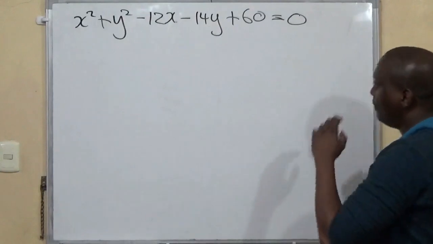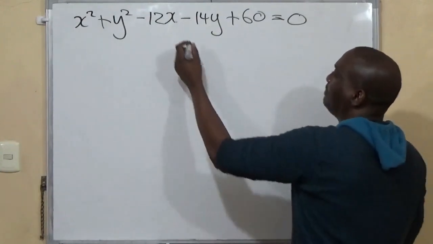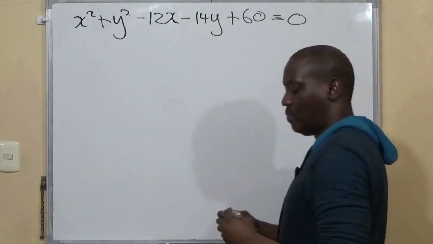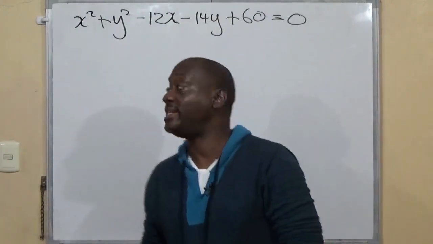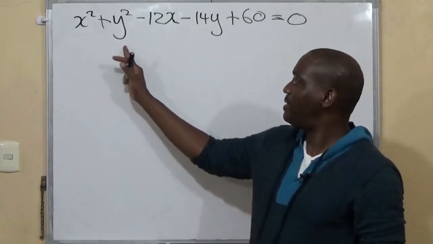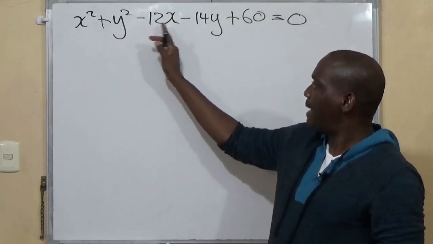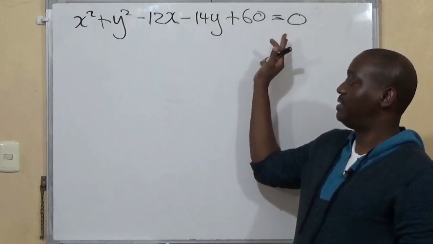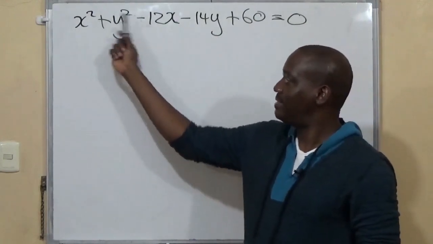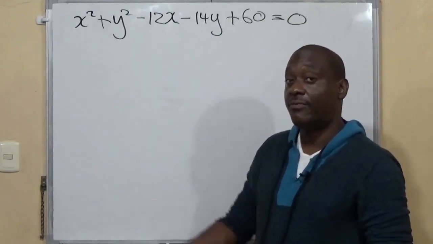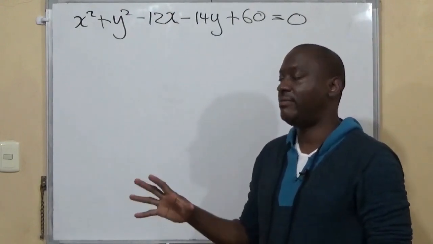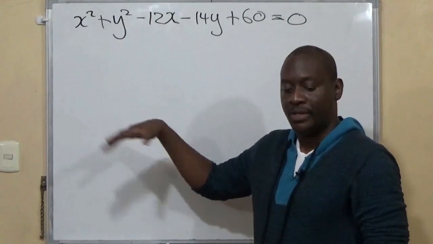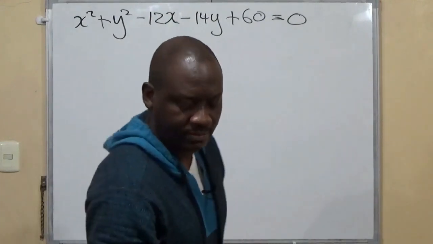So this is what you would have to start with if you were in an exam or for whatever reason. You get the general form, x squared plus y squared minus 12x minus 14y plus 60 is equal to 0. Now, let me discuss this here. In the general form of the equation of a circle, invariably it will always boil down to x squared plus y squared.